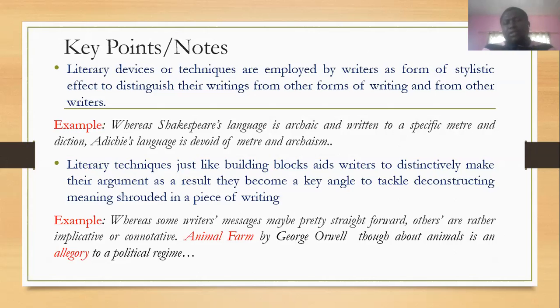So we get to know George Orwell, who wrote Animal Farm. He, for one, used animal characters to speak to a certain political regime. So on the surface, you see animals at play in the story, but then deeper, you get to know he's talking about political characters and political regime for that matter.